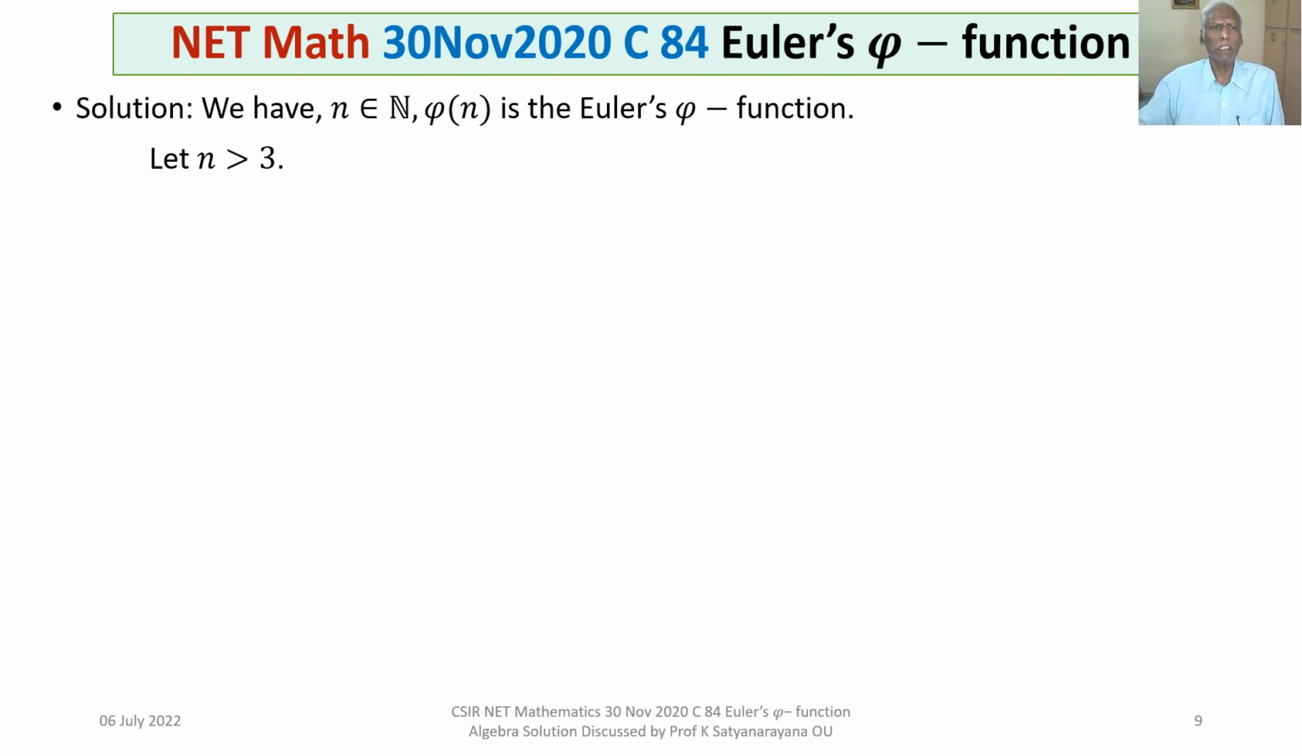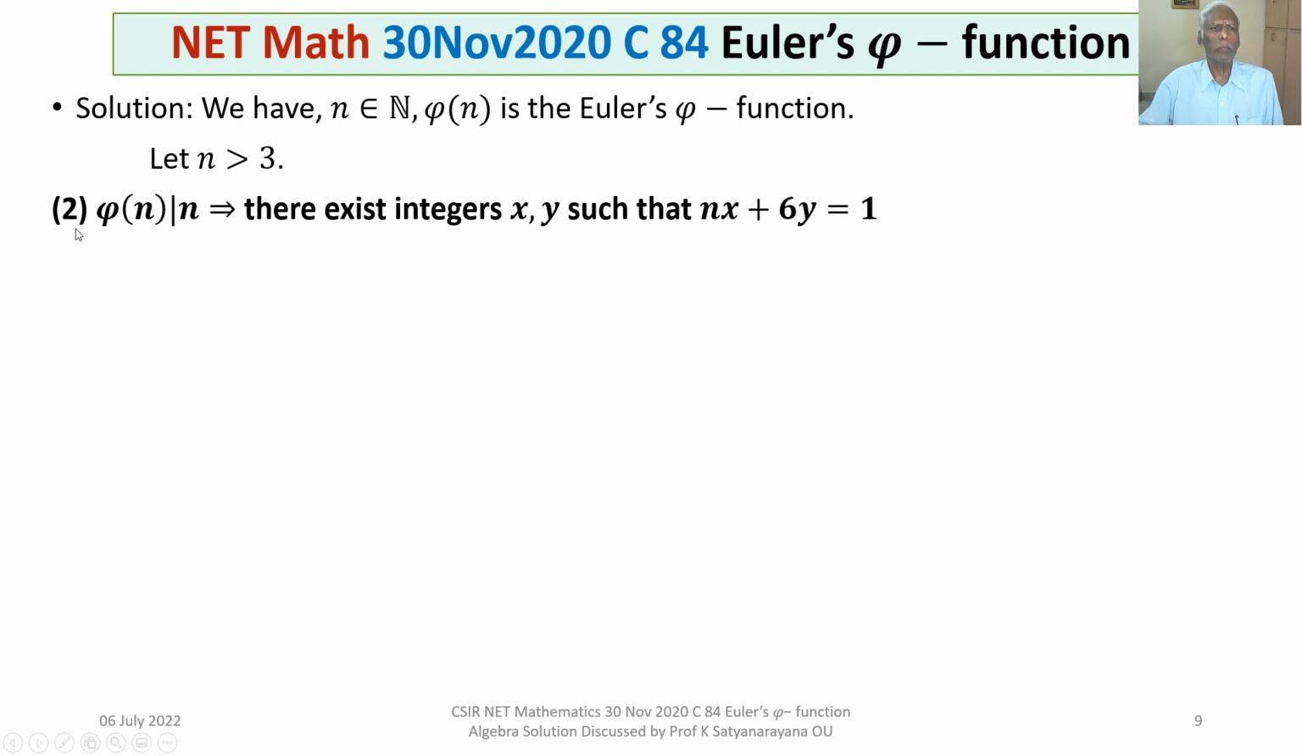That's the common hypothesis. Let us take the statement that is given in option 2. Phi of n divides n implies there exist integers x, y such that nx plus 6y is equal to 1. We take the same example that we took in option 1: for n equal to 4, phi of n divides n.